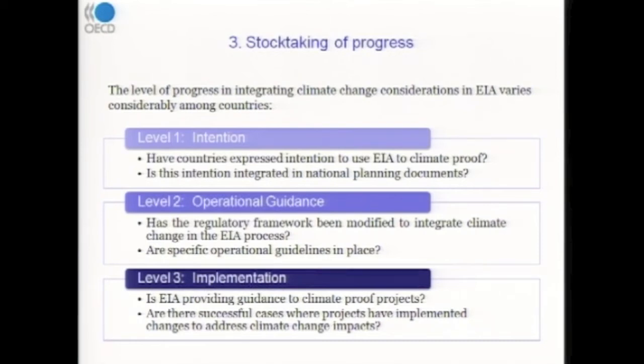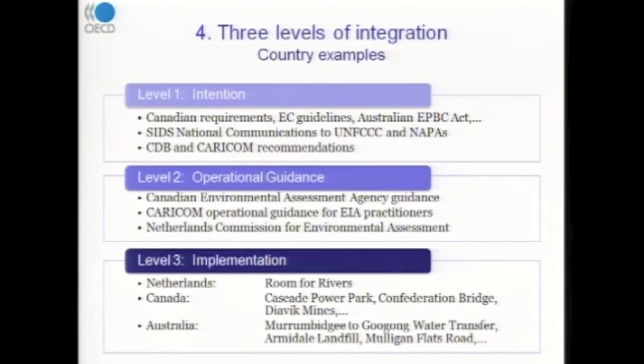The second level is operational guidance. Has the regulatory framework been modified to integrate climate change in the EIA process? And are specific operational guidelines in place? And finally, we come to the implementation phase. Is the EIA providing guidance to climate-proof projects? And are there cases where projects have actually systematically taken climate risks and adaptation into account as part of the EIA?